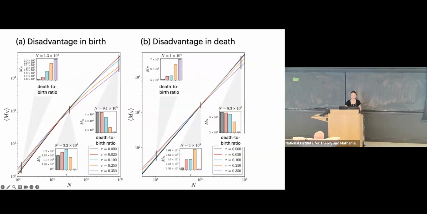So for small sizes, like 10 to the 3, as death to birth ratio increases, the number of mutants increases. And then you can see that these lines cross over and go the other way around. For large populations, as death increases, the number of mutants decreases. So because we're in space, this simple relationship can completely reverse.